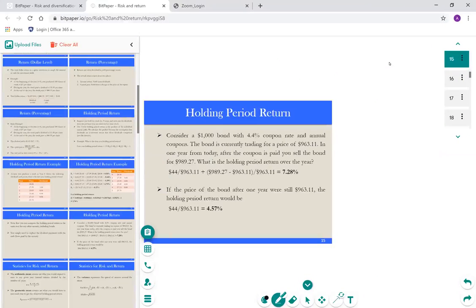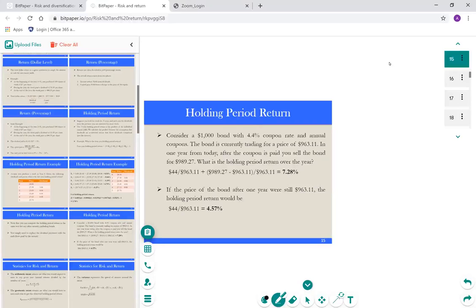So if we have a $1,000 bond that has a 4.4% coupon rate, which pays out coupons annually, let's say, and the bond is trading at a price of $963.11. That's what you buy the bond for right now. And then in 1 year, you get the coupon, which is 4.4% of the $1,000 face value of the bond. So that's a flow of income that you get from owning the bond. And then you also would capture any change in the bond price after you sell the bond.